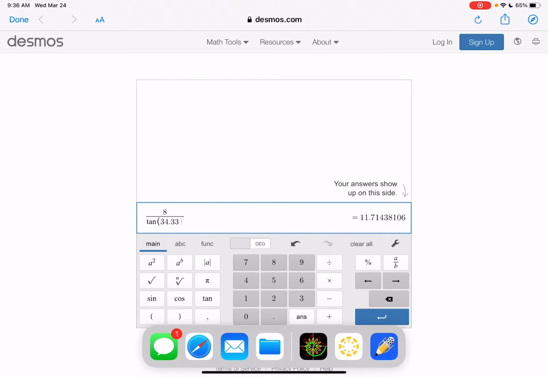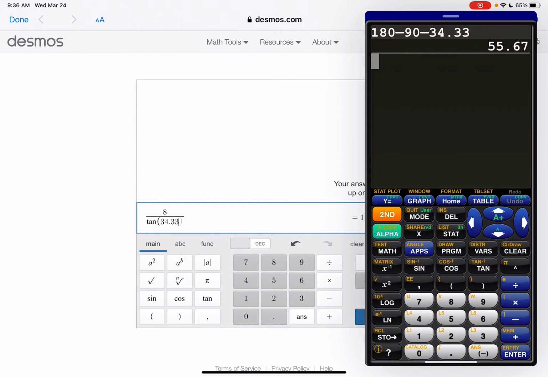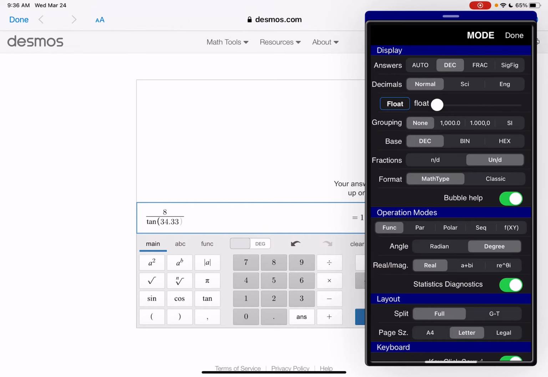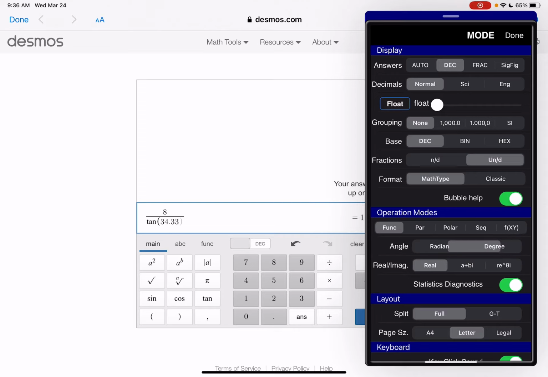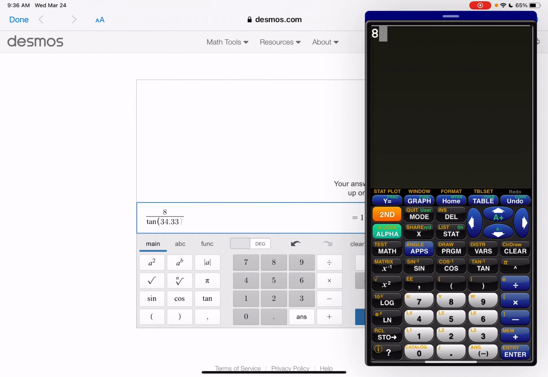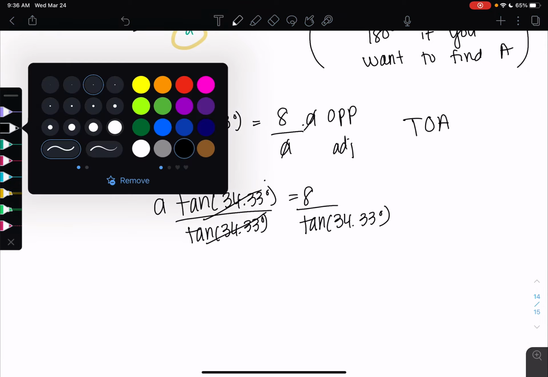If you're using one of those graphing calculators, you click mode. Most calculators will have a mode button, so that's usually where you switch. And then I see it down here. You can see me switching between degrees and radians. So always check. Most of the time we actually will be in radians, especially in calculus, but right now we just happen to be in degrees. So just something to be super cautious of. Yeah, and we get 11.7. So A is 11.7.